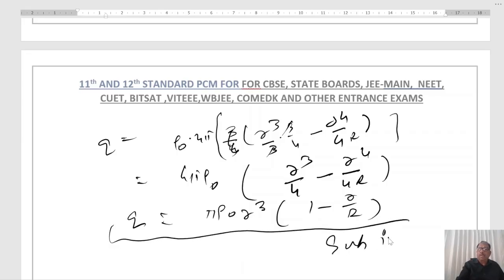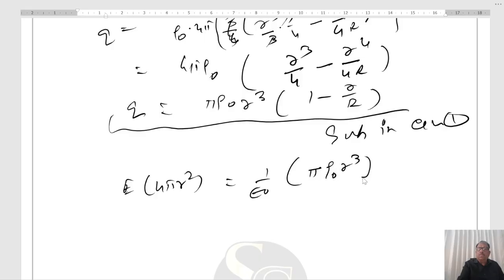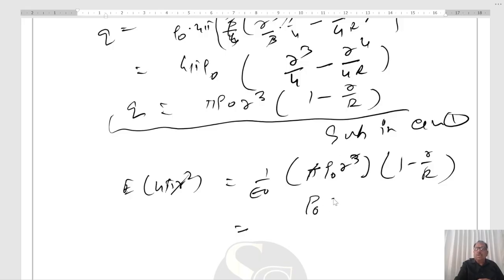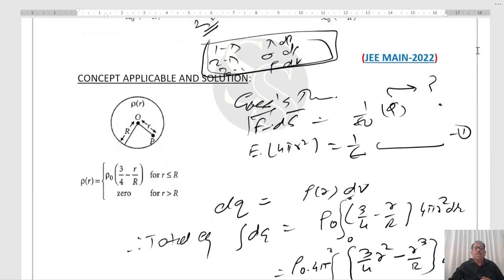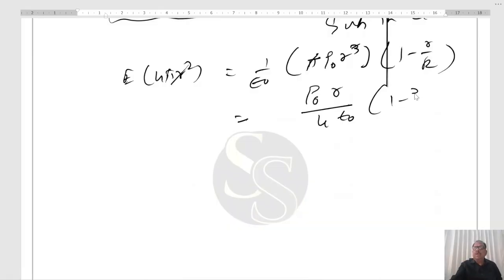Substituting in equation 1, equation 1 is E into 4 pi r square equal to 1 over epsilon naught pi rho naught R cube into 1 minus R over R. This comes out to be further: this pi goes, and this r square goes, so rho naught R upon 4 epsilon naught into 1 minus r upon R.